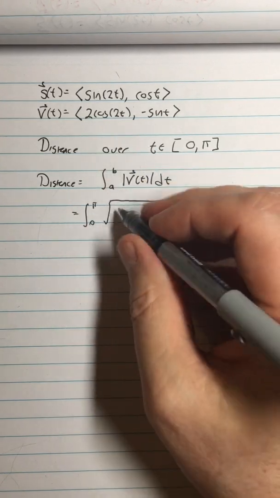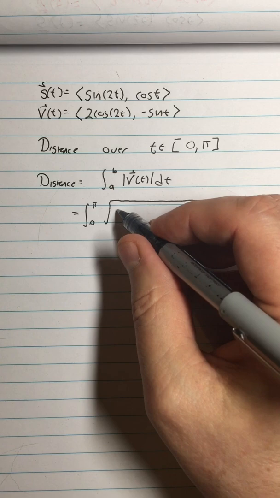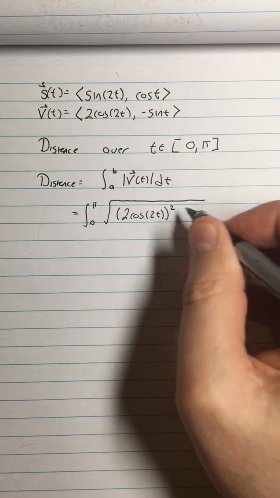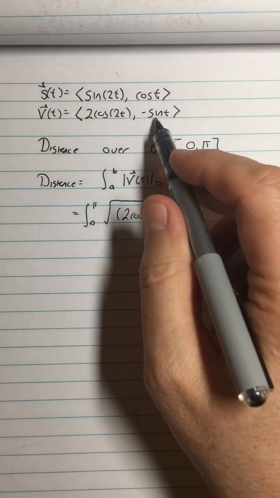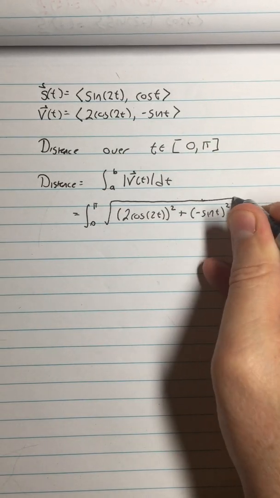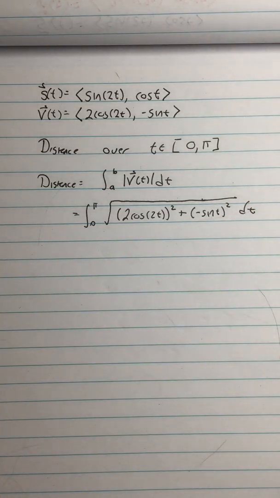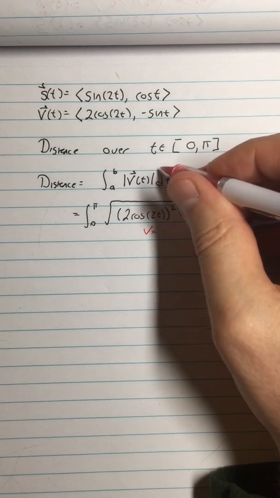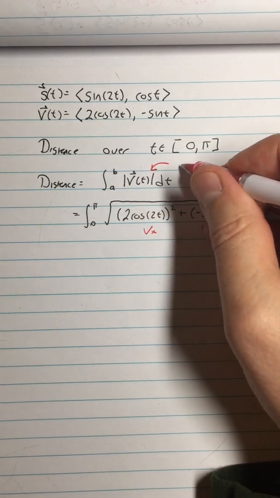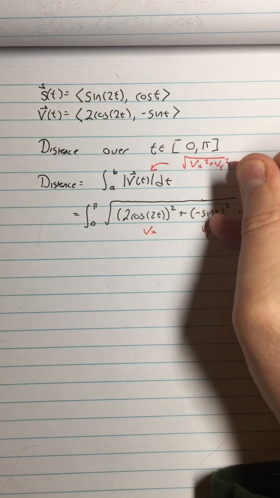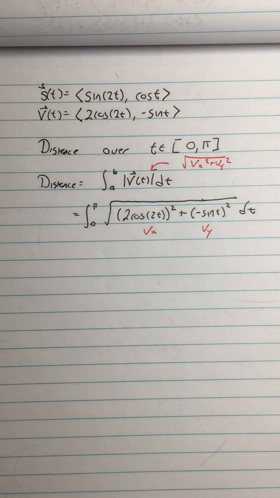So I put in the vx, so that is (2 cosine of 2t) squared plus vy squared, so that's (negative sine of t) squared, and that's all dt, right? So what you're seeing here is this is vx and this is vy, because the magnitude of v is equal to the square root of vx squared plus vy squared. All right, so that's what we put in there. All right, so what is that?